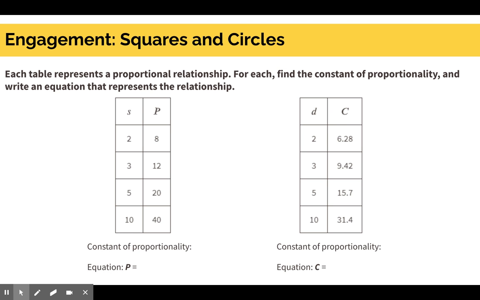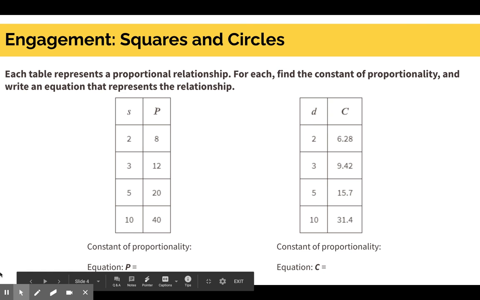Now that you guys have had some time to work on this independently, can you guys go ahead, somebody unmute and share what you found to be the constant of proportionality for the first question and what your equation is? And then after that person shares, I want your classmates to respond in the chat whether or not they agree with that answer.